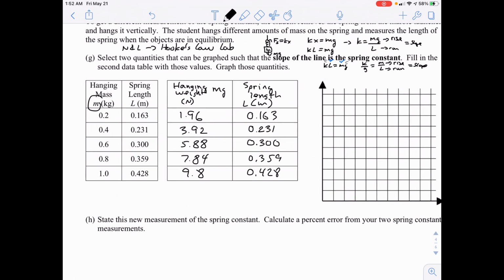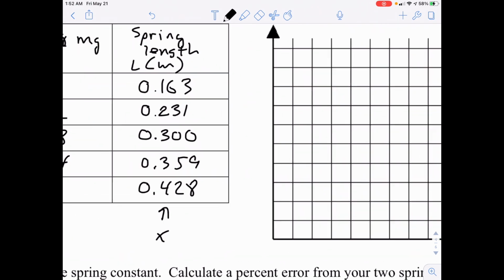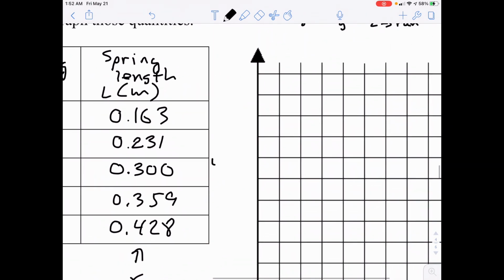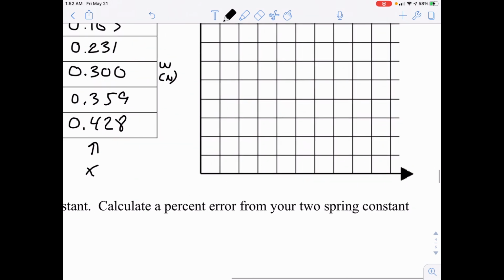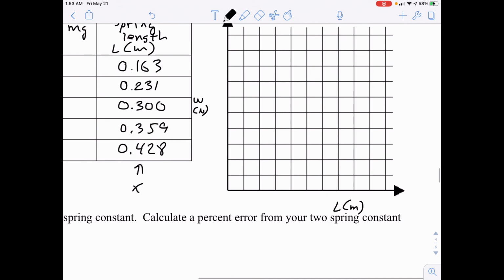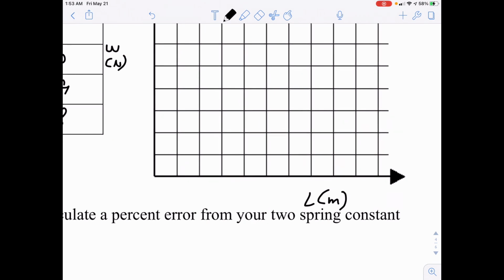Okay, so this is my y-axis. This is my x-axis. So I've got weight in newtons, and on this axis, I've got length in meters. Start with the x-axis. Your highest data point is 0.428, so we can go from 0 to about 0.5. But this time I'm going to probably skip some boxes in order to do it, because if I go 0.1, 0.2, 0.3, 0.4, 0.5, that only uses half the graph paper. Why do that? Spread it out.